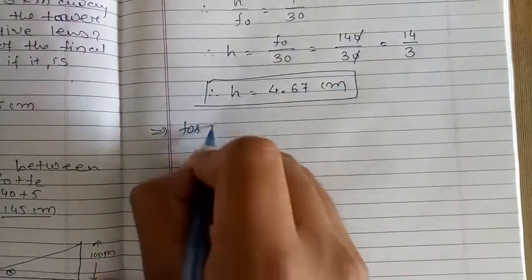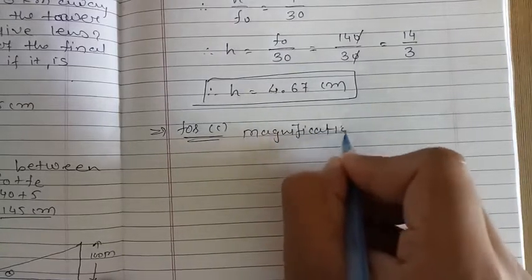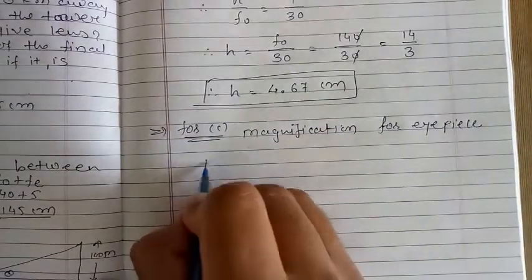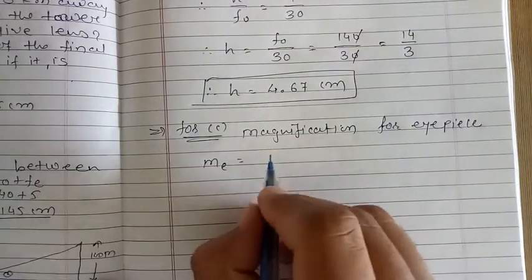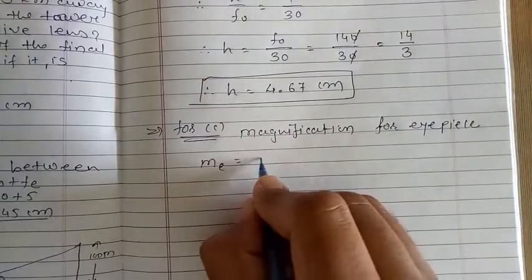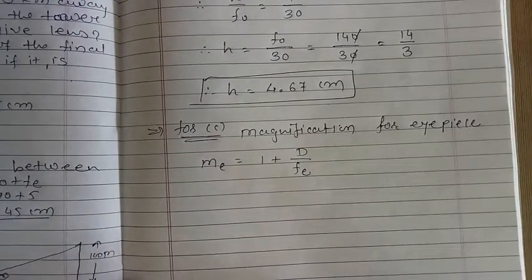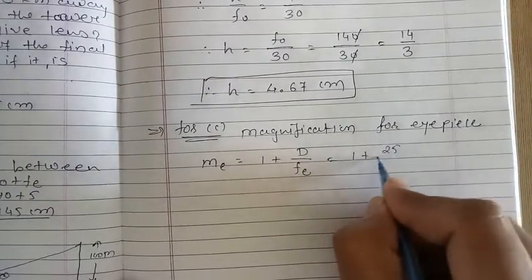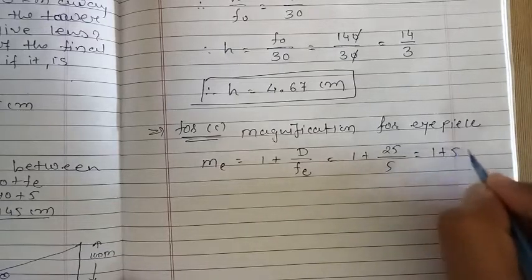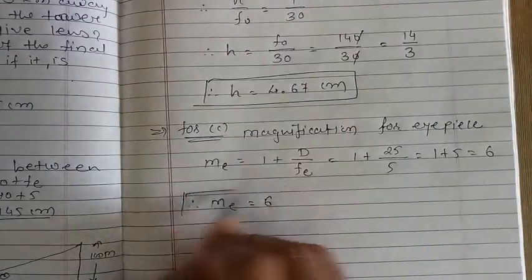So for C, magnification for the eyepiece, right? So ME, we know the formula. The distance is 25 centimeter. So the magnification for the near point ME is equal to 1 plus D by FE. So 1 plus the value of D 25, the value of FE 5. So 1 plus 5 is equal to 6. So here the magnification for the eyepiece is 6.